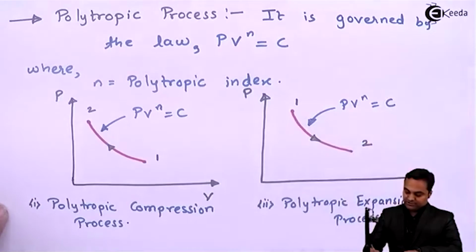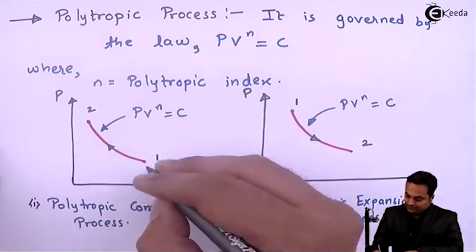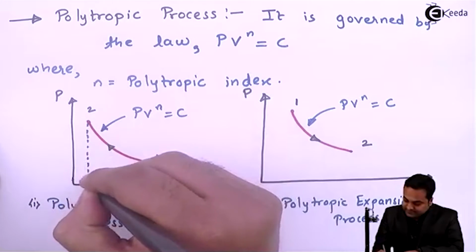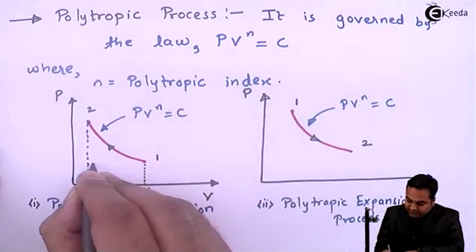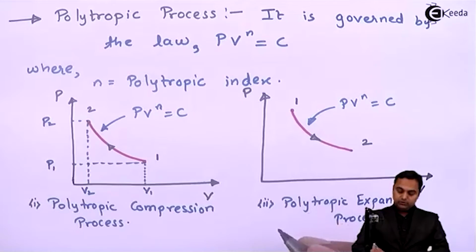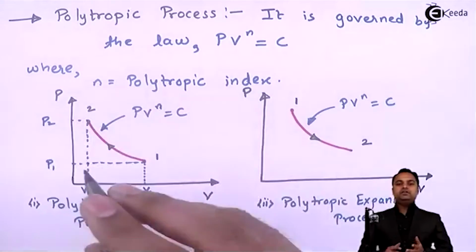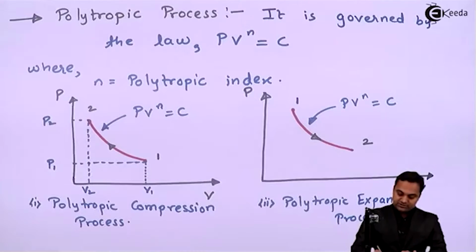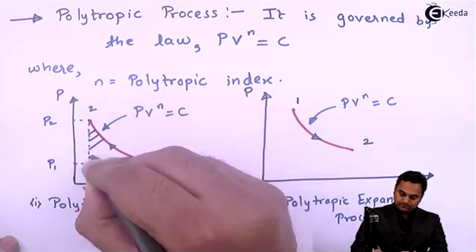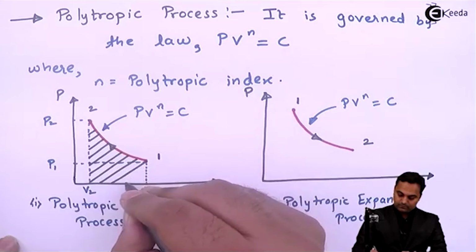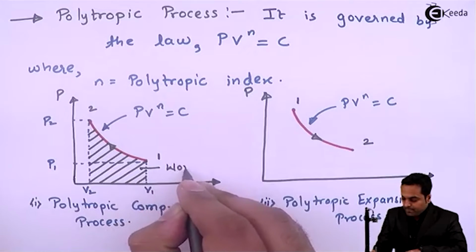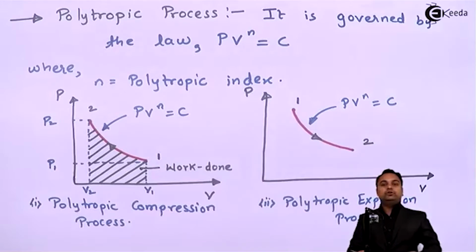Now if I consider the compression process, initially the volume at point 1 is V1 and the final volume after compression is V2. Next, the initial pressure at point 1 is P1 and the final pressure at point 2 is P2. So the area under this curve, which is 1 to 2, gives us the amount of work done in case of polytropic process during compression. So this shaded area gives the amount of work done during compression process for polytropic process.